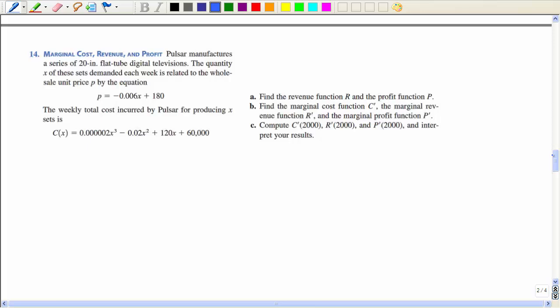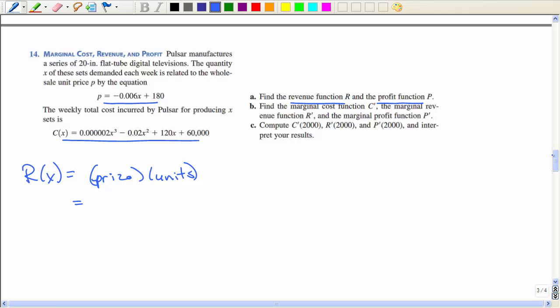So this one again has all the stuff in it: cost, revenue. This time we're making digital TVs, and we've got a price and a cost, and what do we want to find? The revenue function and the profit function. Remember, the revenue function is going to be your price multiplied by the number of units you've sold.